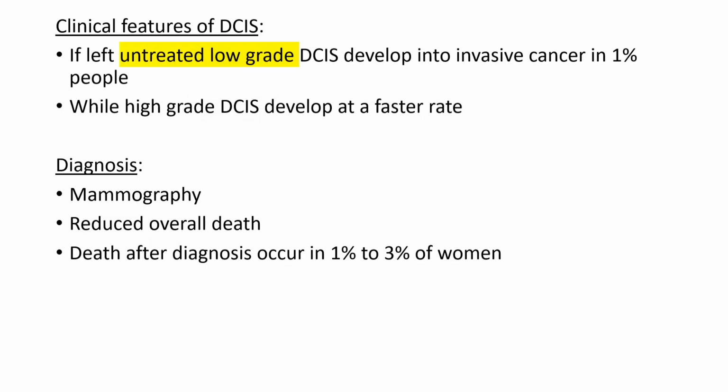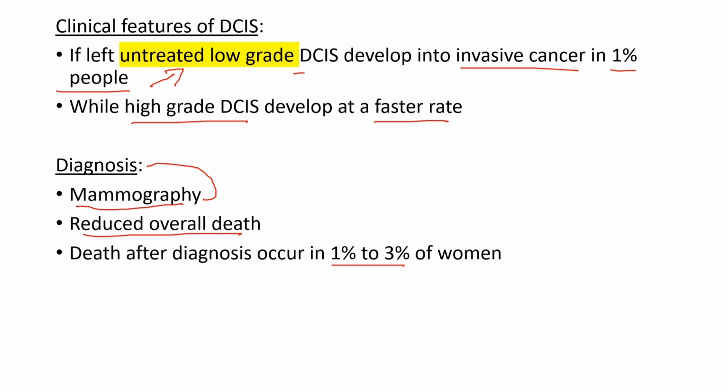Now coming to the clinical features of DCIS, if a low grade DCIS is left untreated, it can lead to development of invasive cancer in only a minority of the population, that is only 1% of people, while high grade DCIS can develop into invasive carcinoma at a faster rate. Now diagnosis. Diagnosis can be made through mammography screening. Mammography has created a revolution in the screening of breast carcinoma and reduced the overall death. The death after diagnosis occurs in only 1% to 3% of women.